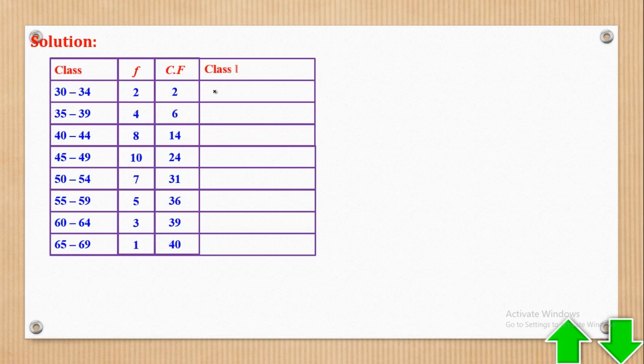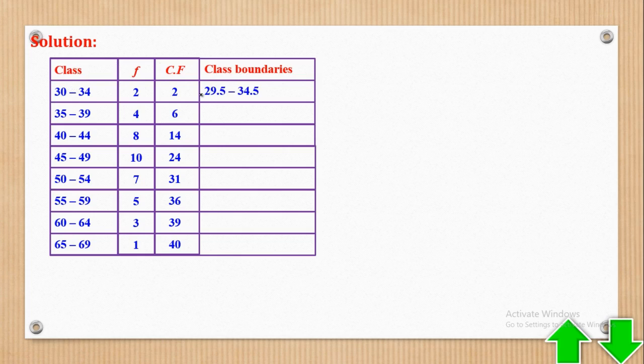Next is class boundaries. For class boundaries, you look at these values. There is 35 and 34, so the difference is 1. 35 minus 34 is 1, therefore 1 divided by 2 is 0.5. What does that mean? It means that to get the lower class boundaries, you subtract 0.5 from the lower class limit, and to get the upper class boundaries, you add 0.5 to the upper class limit. So when we do that, this is what we are going to get.